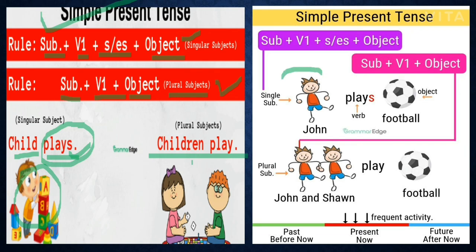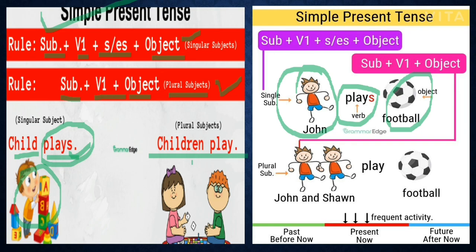Let's see one more example. John. Here I am talking about John. Clear? John is the singular subject here. John plays football. So students, here John is the subject. Why? Because he is performing the action. He is playing football. It means John is performing the action. Clear? So here John is the singular subject. Football. Football is the object here because on this the action is being performed. So football is the object here. Play is the verb here.